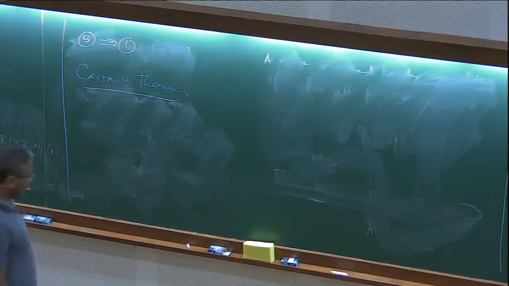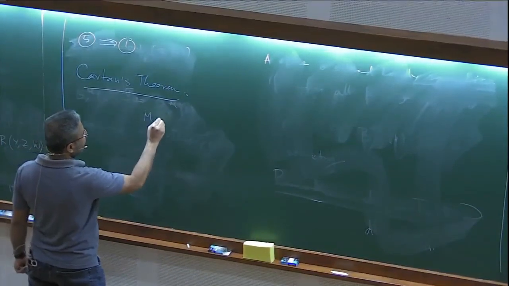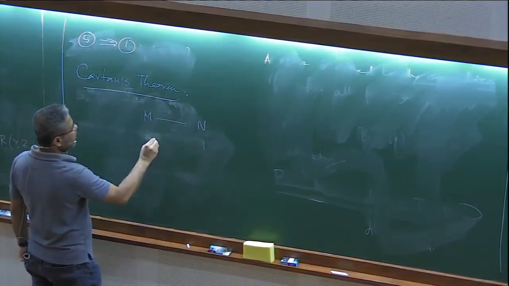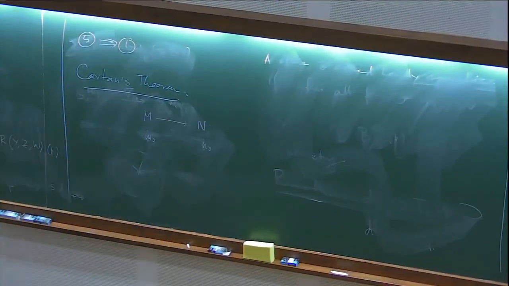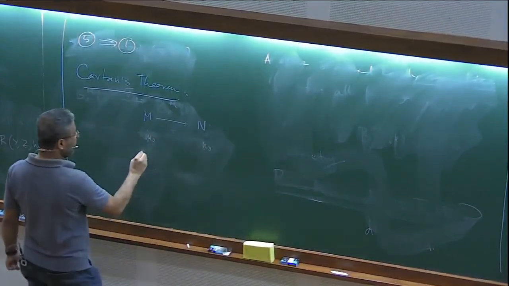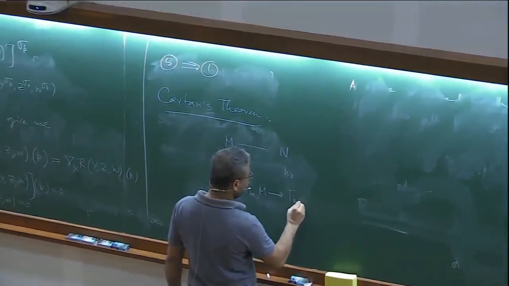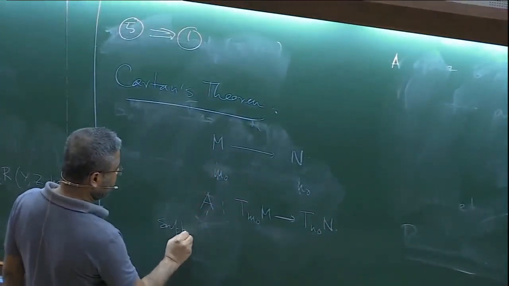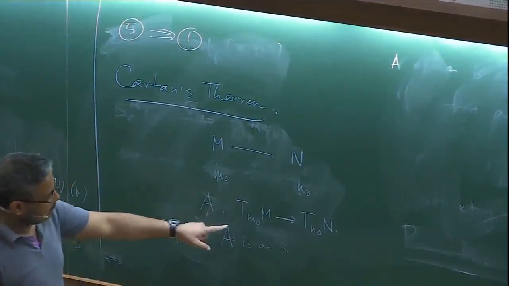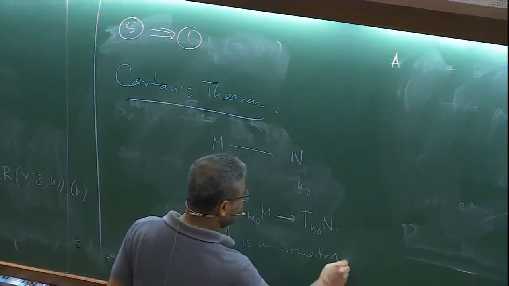So it says the following. So again, suppose I have two manifolds M and N, and I fix two points, maybe M0 and N0. Suppose I have a map from the tangent space level. Suppose A is an isometry. Isometry means this is equivalent to the inner product. That is also equivalent to the inner product. A is an isometry between the two spaces, right?